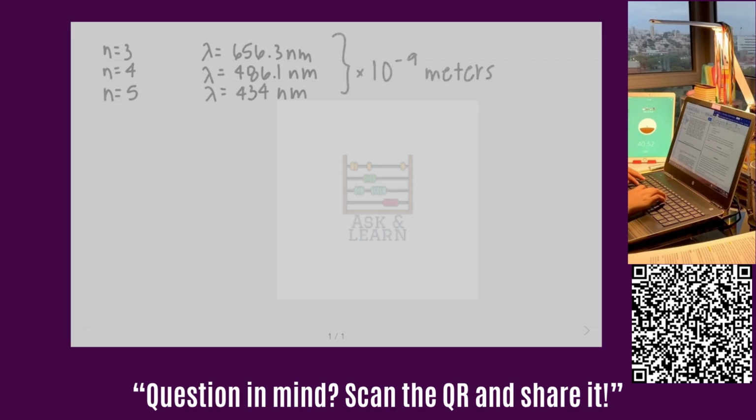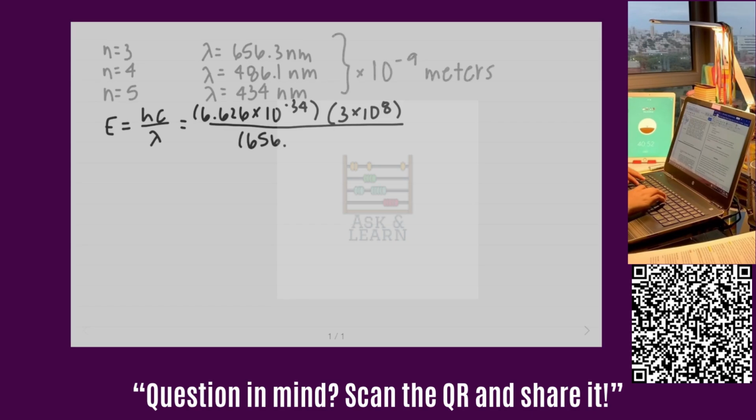So for each problem, we're going to use the same equation of E is equal to hc over lambda, where h is our constant of 6.626 times 10 to the negative 34, c is our constant of 3 times 10 to the 8th, and then our wavelength, we'll start with the first one when N is 3. Our wavelength there is 656.3 times 10 to the negative 9th meters. And then we want our energy in terms of kilojoules per mole.